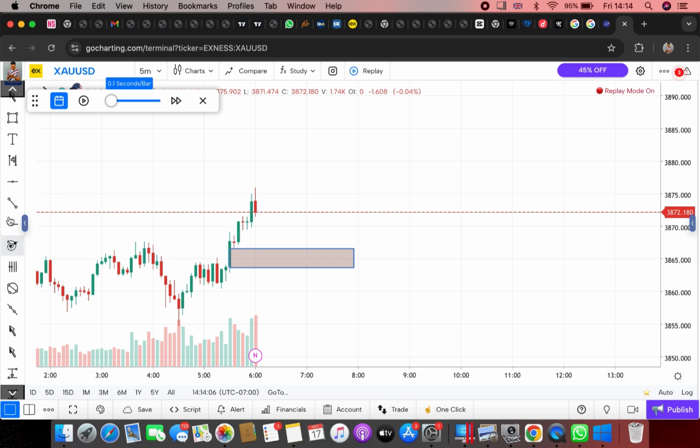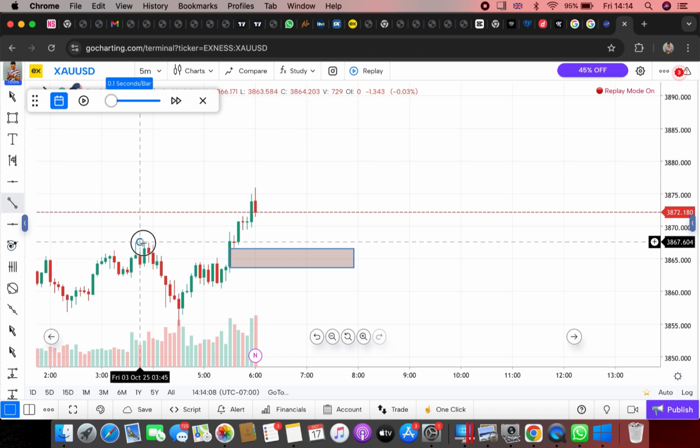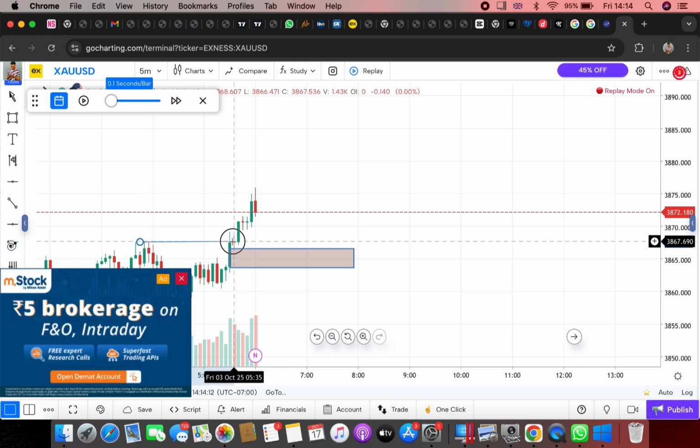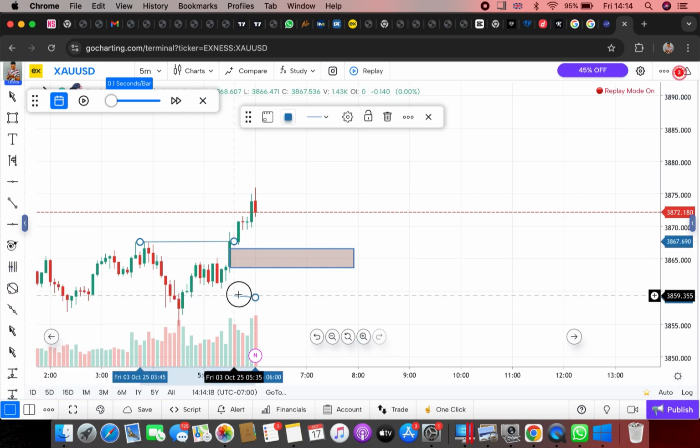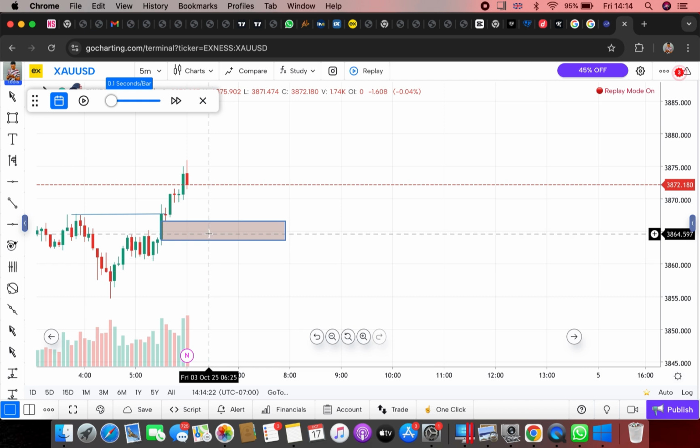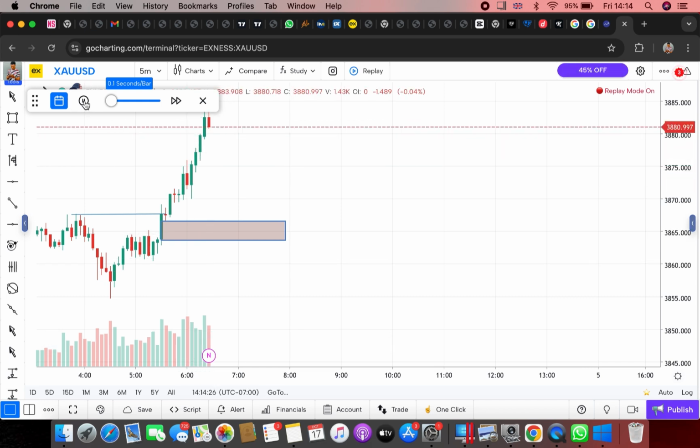Okay, give me some moments. Okay, you see, it broke this high. It broke this high. So yes, the fair value gap is this place. So wait for the market. If at all the market will come here, wait for the market to come here. Then we'll look for a buy opportunity based on the reaction the market will give.